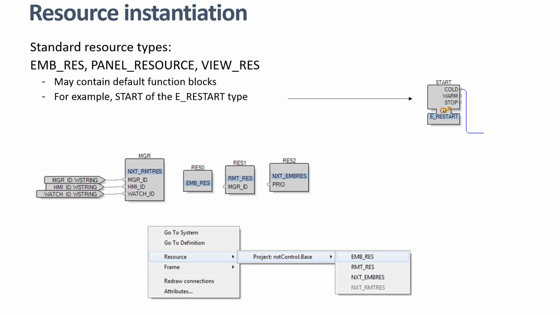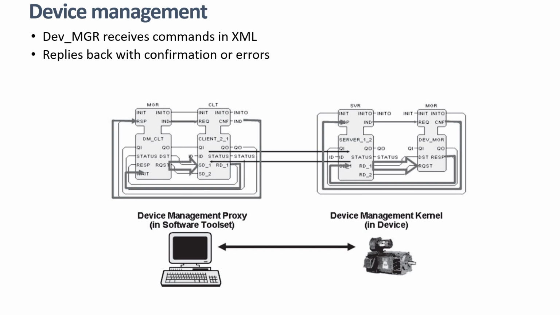Resources, again, are instantiated in the engineering tool when you define a device. When you instantiate a device type inside the device instance, you can either see already predefined resource types that are part of the device type definition, or you can add new resource instances of some available resource types.